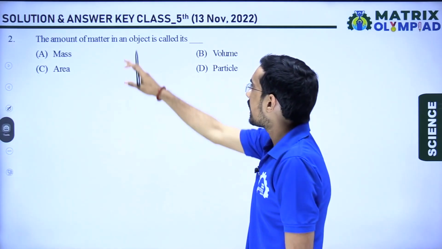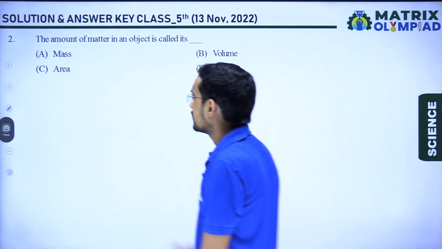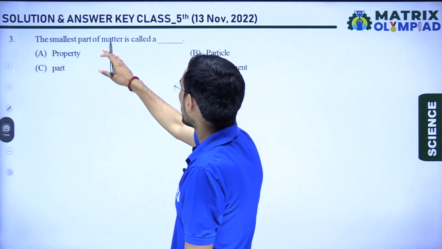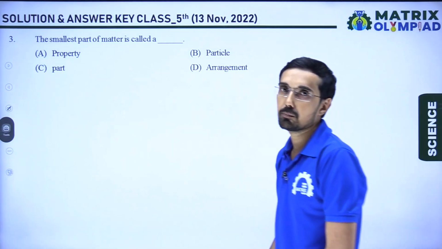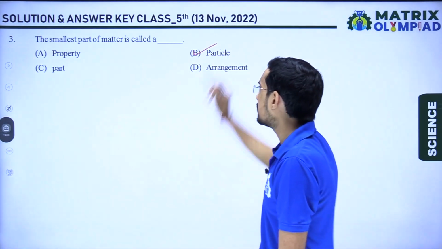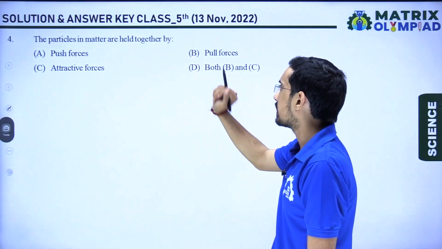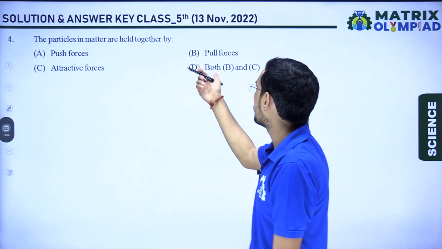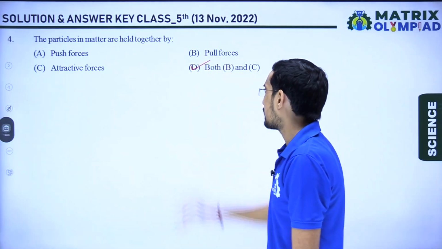Next question. The amount of matter in an object is called. It is known as mass. So the correct option will be option A. Next question. The smallest part of a matter is called. Anything which occupies the space and having mass is known as matter. So the correct option for this is particle. Option B. Next question. The particles in a matter are held together by which forces? So the correct option will be pull forces and attractive forces. Option D is the most appropriate.